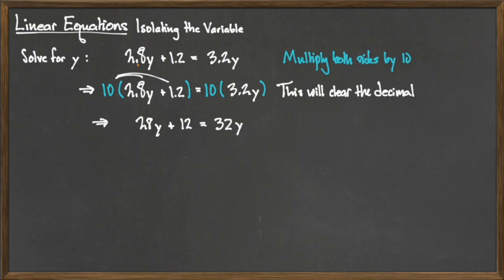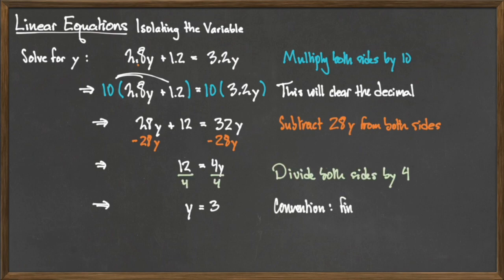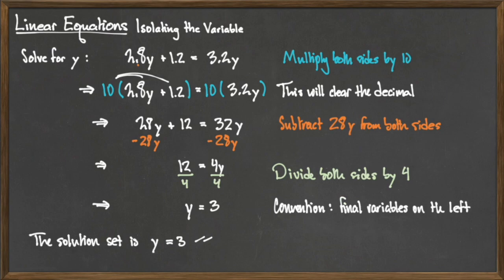This was not a necessary step. I could have worked with the decimals if I wanted to, and I would have gotten the same answer. This is just a matter of making our equation a little bit more elegant and user-friendly. Next, we'll go ahead and isolate the y variable by subtracting the 28y from both sides. This gives me 12 equals 4y, so now I can divide both sides by 4. And I'm going to choose to write my answer as y equals 3 as opposed to 3 equals y. It's conventional that the variable you're solving for is written on the left. Therefore, the solution set to this equation is y equals 3.